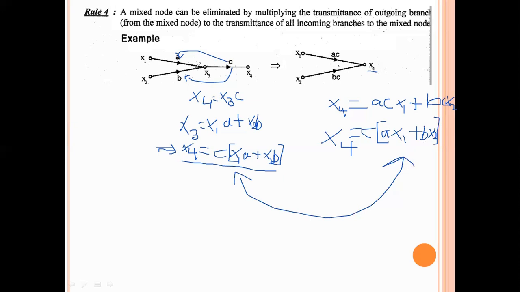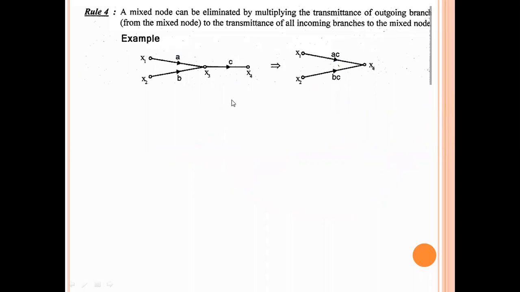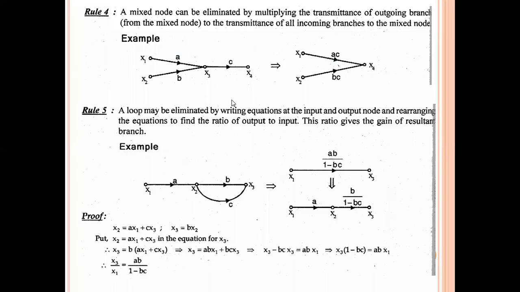So in order to eliminate this mixed node X3, we have to multiply this branch transmittance in the both paths, in the both branches. So here A now multiplied with the C, it will become AC. And here it is B multiplied with C, it will become BC. So this is how we can eliminate the mixed nodes, which is our rule number 4. Hope you understand this.